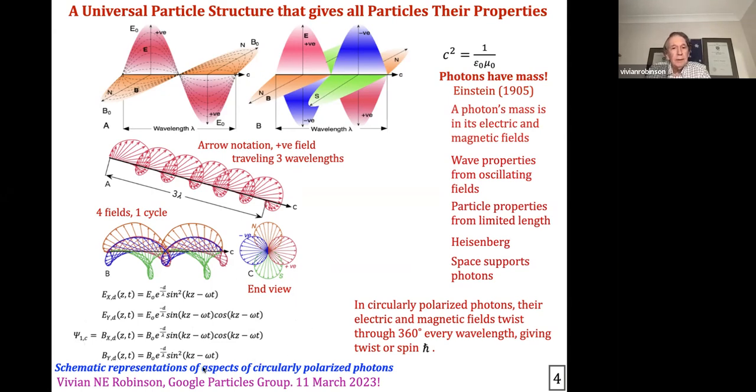Other representations are possible. And the other thing to realize is that because this has mass, the circularly polarized photon, with the whole field turning through 360 degrees every wavelength, gives a twist or spin, as we'll show later. It's measured at a value of h-bar. So that's the other thing to bear in mind: space supports photons.